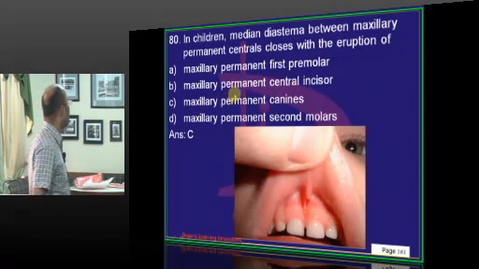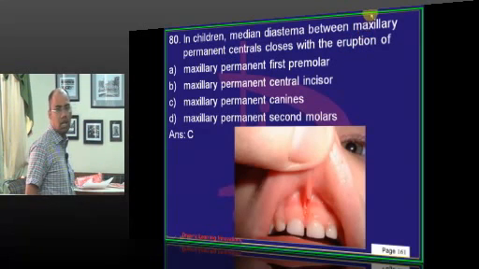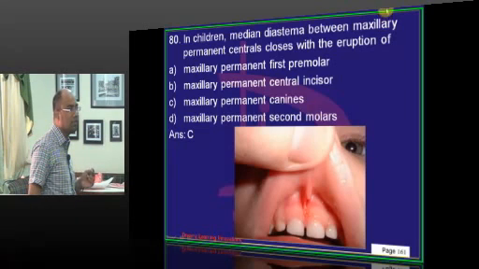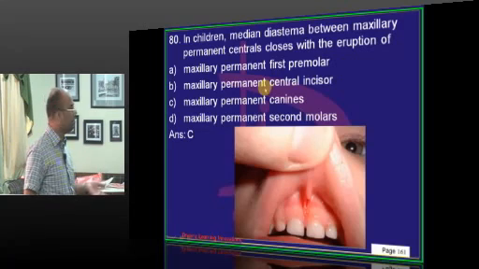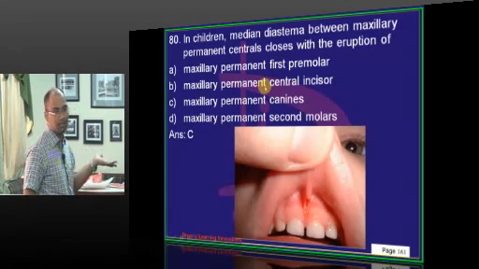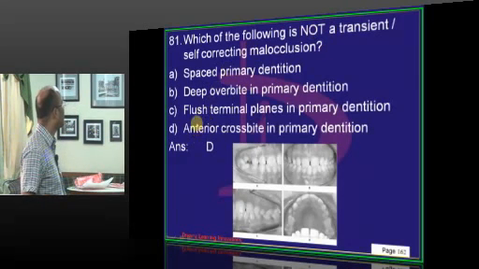In children, the median diastema between maxillary permanent central incisors closes with the eruption of permanent canines. Which canine? Upper canine. That is the same as your ugly duckling stage. Which of the following is not a transient or self-correcting malocclusion?